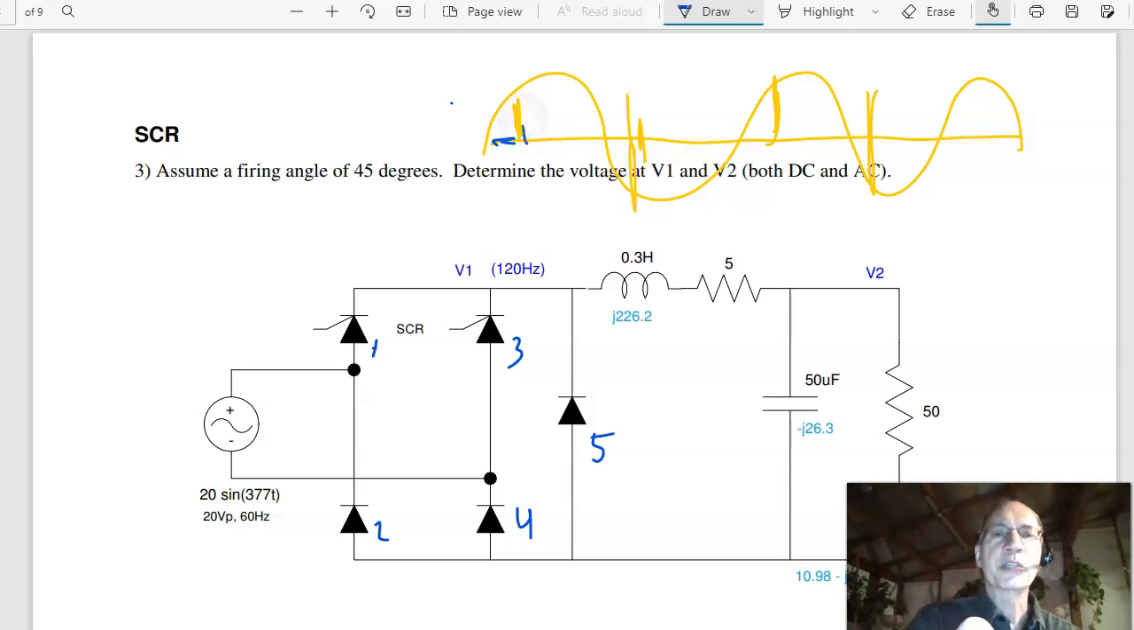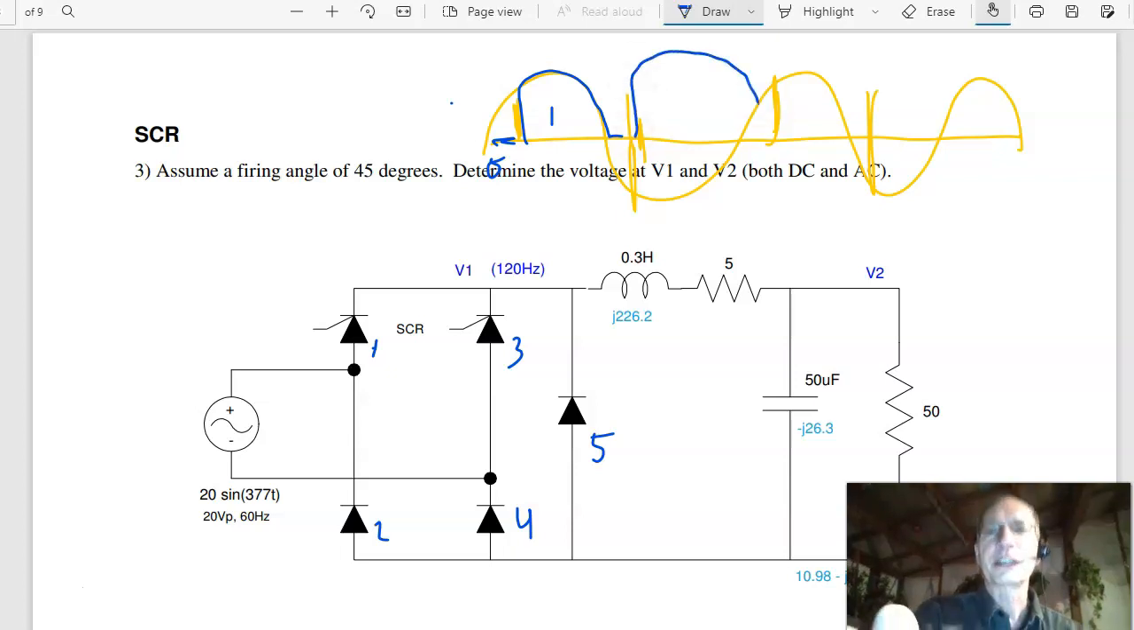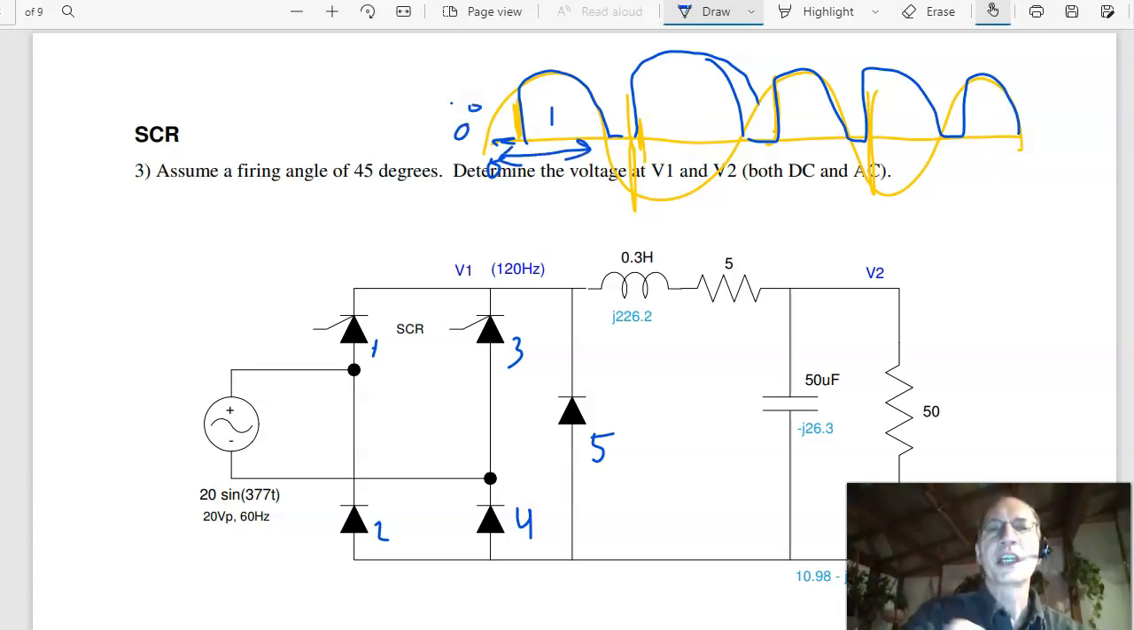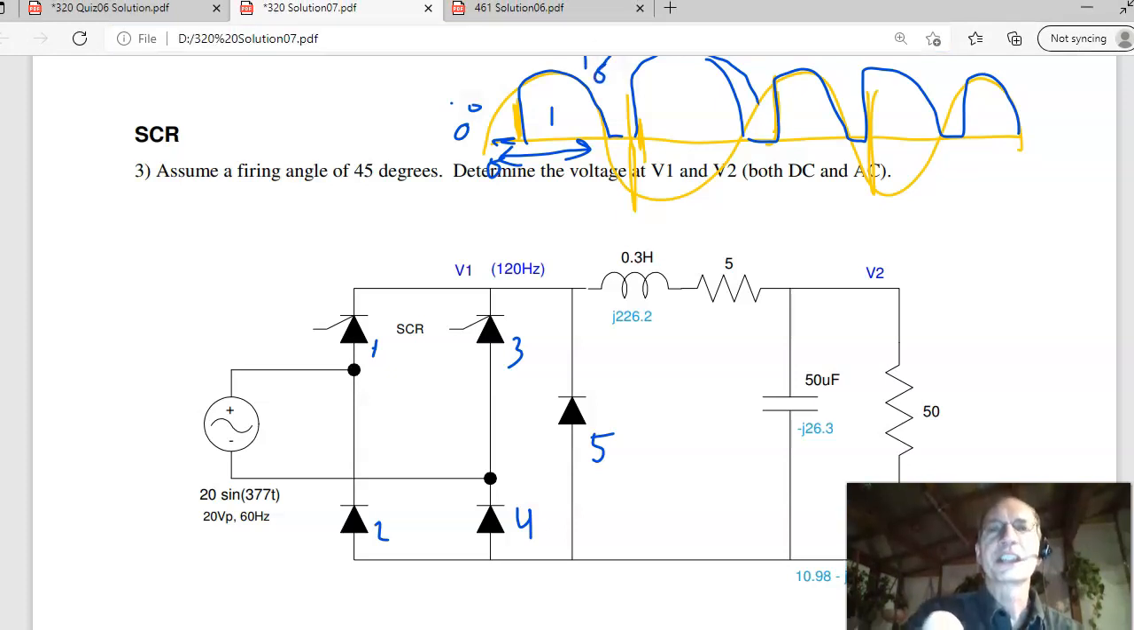When diode 1 turns on at 45 degrees, suddenly I follow it. Once the voltage goes to 0, diode 1 turns off, 3 is still turned off, 5 turns back on. So this would be diode 5, this is 1. Now diodes 2 and 3 turn on. That's a rectified signal, looking kind of like this, then turns off. So I get that kind of waveform. This firing angle I can vary between 0 degrees and 180 degrees, which basically varies the on-time and off-time. Diode 5 just says that when both diodes are turned off, I get minus 0.7 volts at V1.